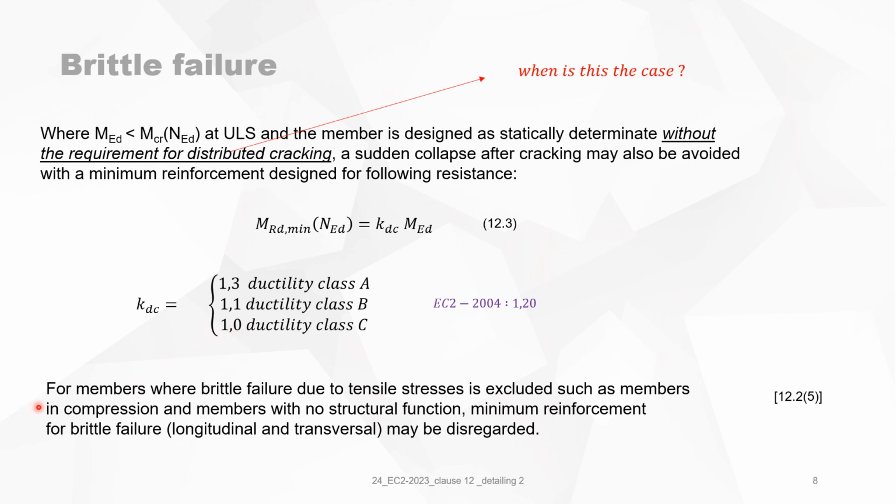For members where brittle failure due to tensile stresses is excluded, such as members in compression and members with no structural function, minimum reinforcement for brittle failure, longitudinal and transversal, may be disregarded. Brittle failure in transversal direction for beams means in fact the stirrups. For slabs, it's logical. It's also a longitudinal reinforcement, but in the other direction.